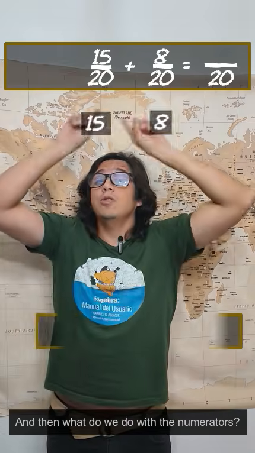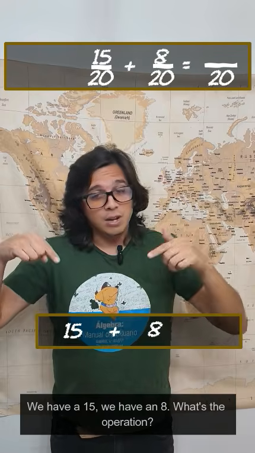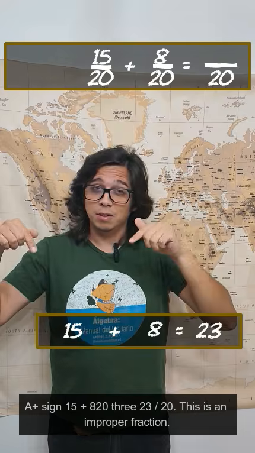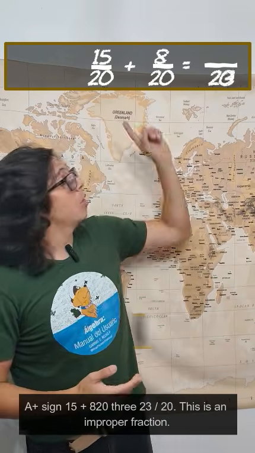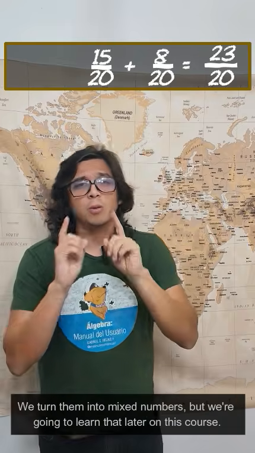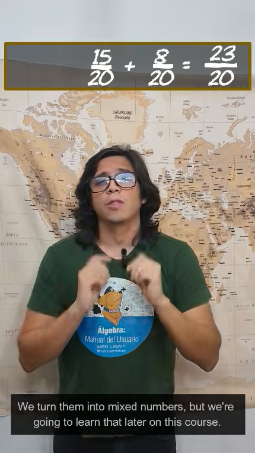And then what do we do with the numerators? We have a 15, we have an 8. What's the operation? A plus sign. 15 plus 8 is 23. 23 over 20. This is an improper fraction. We turn them into mixed numbers, but we're going to learn that later in this course.